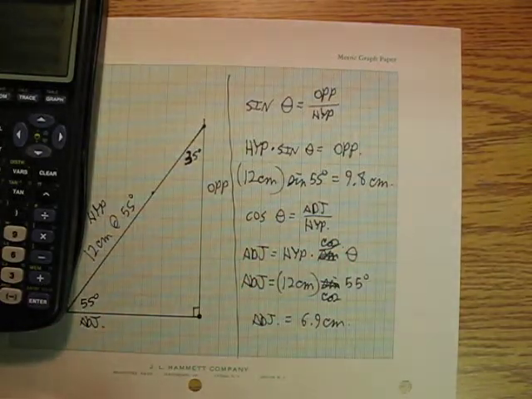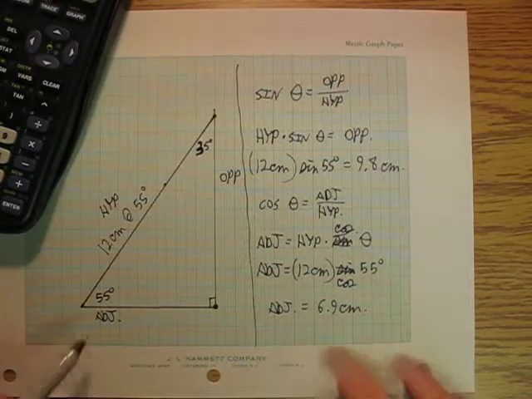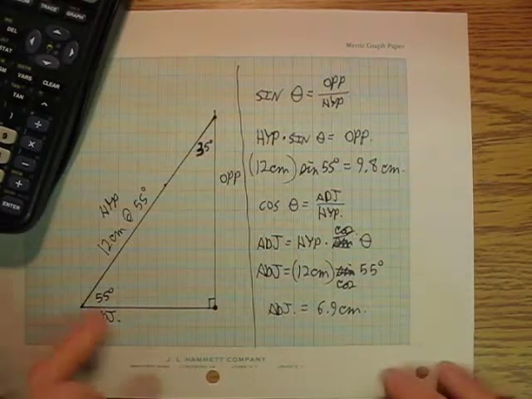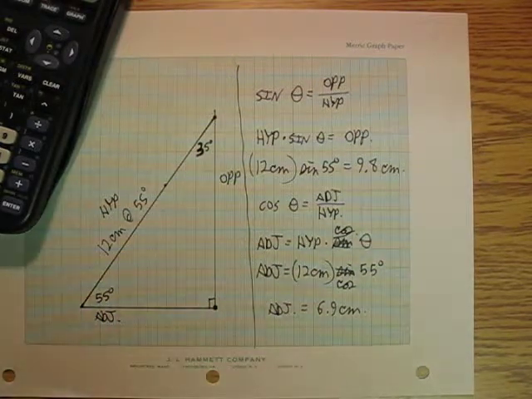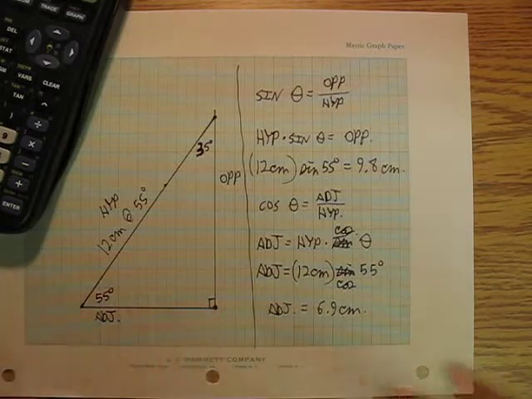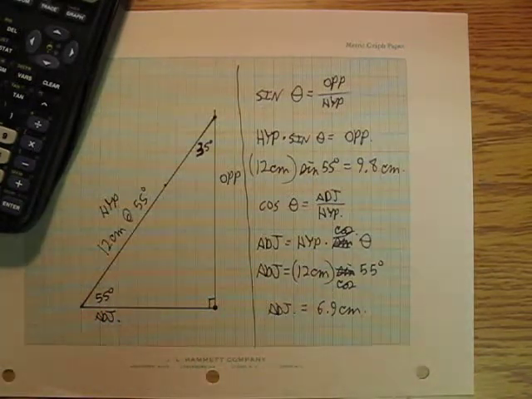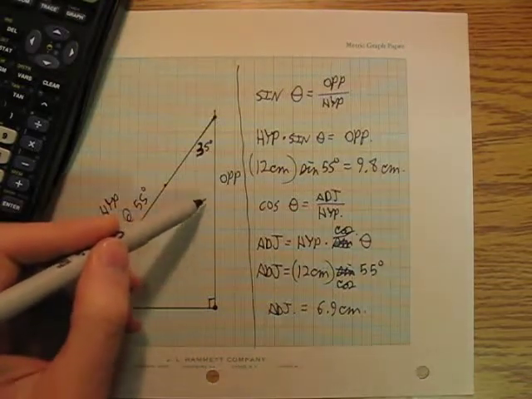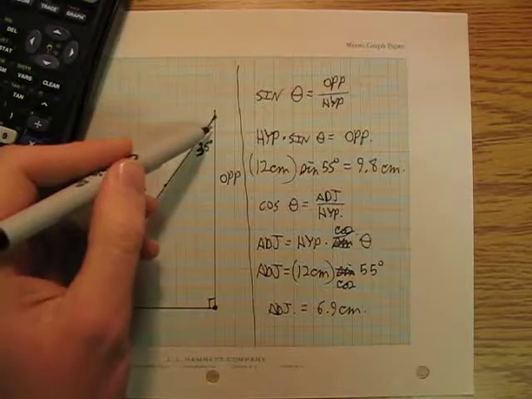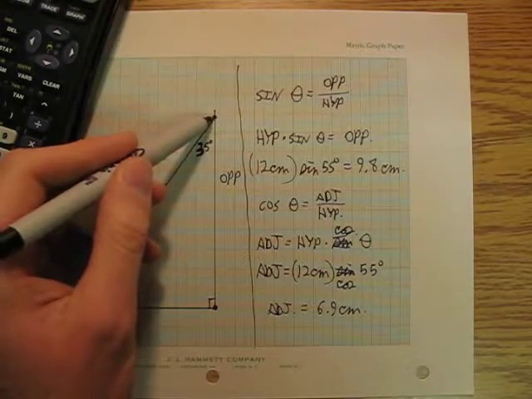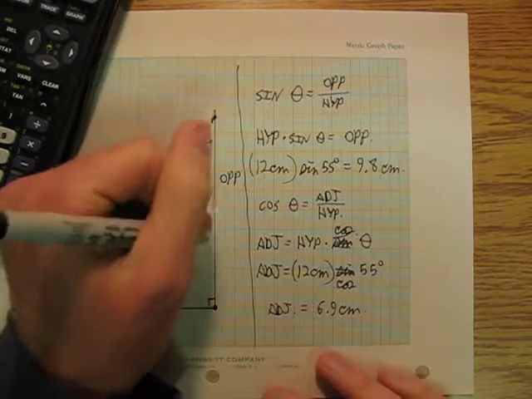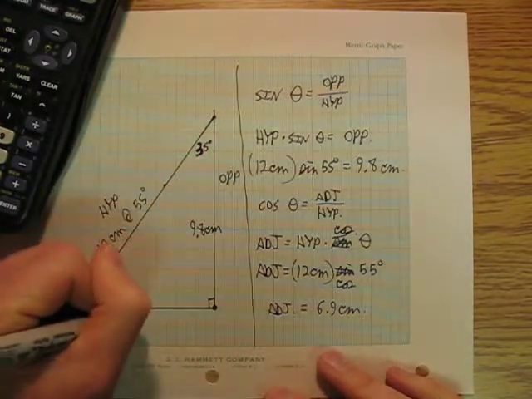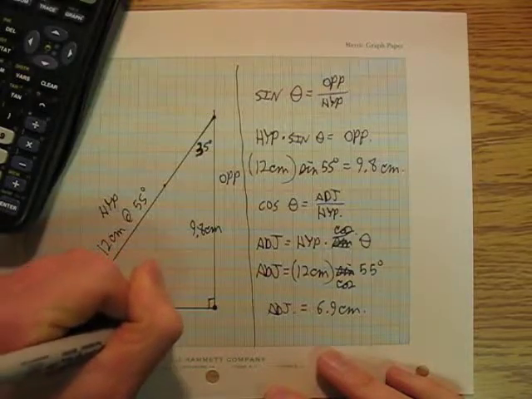Okay, so if I measure across, I see that 1, 2, 3, 4, 5, 6, 7. Right now I've got it measured at 7, which is pretty close to 6.9 for my adjacent, and going up in the vertical direction for my opposite I got 1, 2, 3, 4, 5, 6, 7, 8, 9, and I don't quite get to 10, so I'm at 9.8. So I'm going to say that this is 9.8 centimeters, and this is going to be 6.9 centimeters.